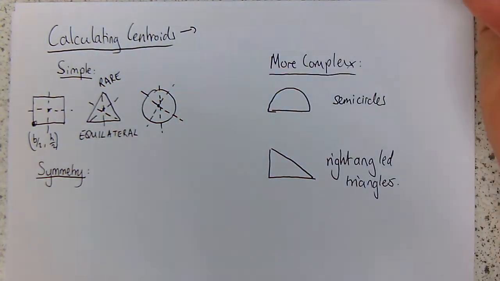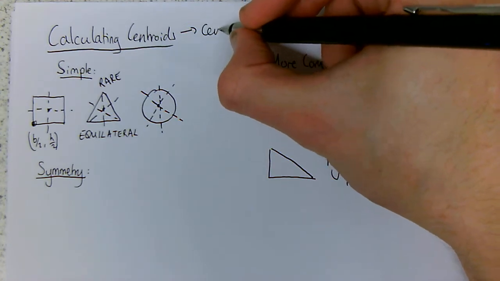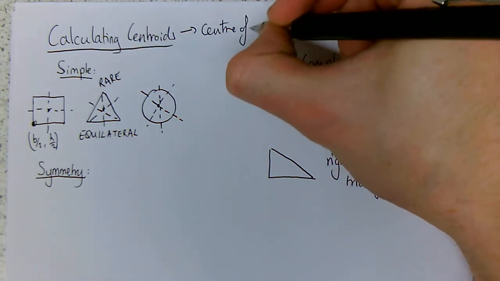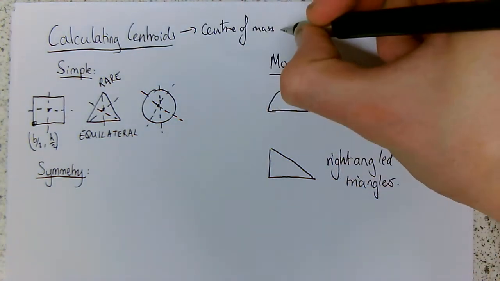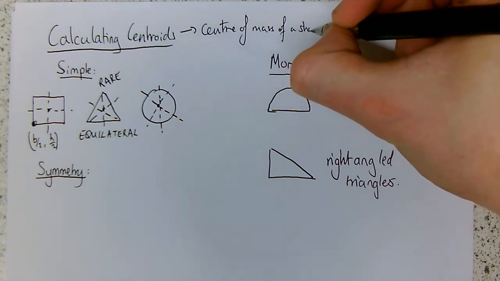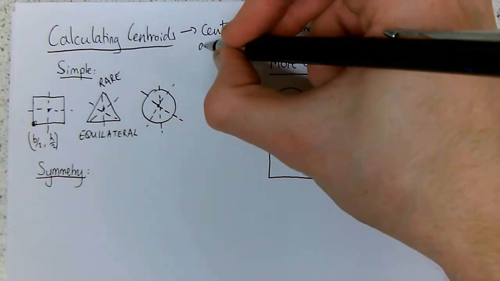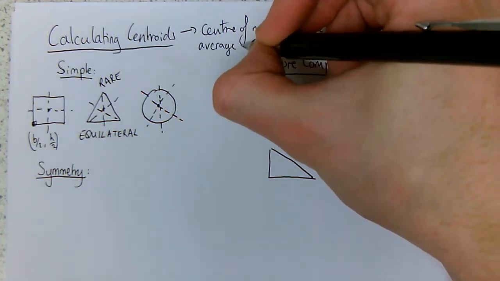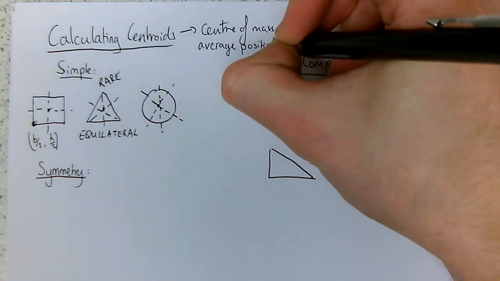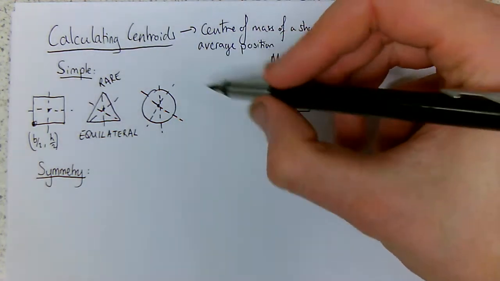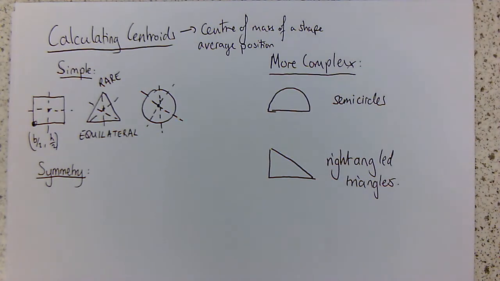Centroid, remember, is just a fancy word for the centre of mass of a shape, or the average position of all the particles that make up that shape.